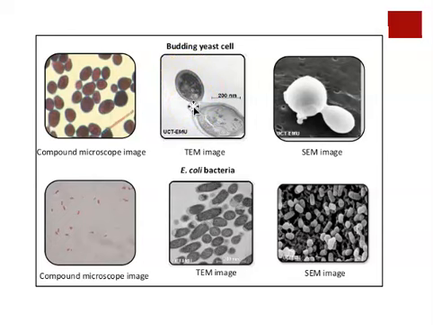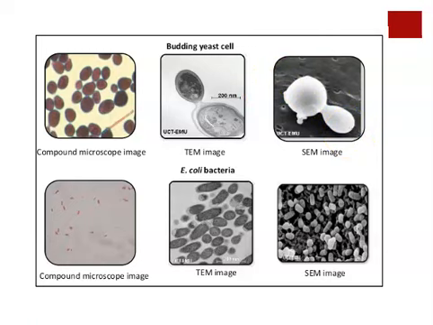Now, compare that transmission image with the scanning image. Here's the adult, the parent yeast cell. Here's the bud. Notice that we're not looking at any internal details here. We're looking at the surface. But you can really get a sense of the three-dimensionality of these yeast cells using this type of microscope.